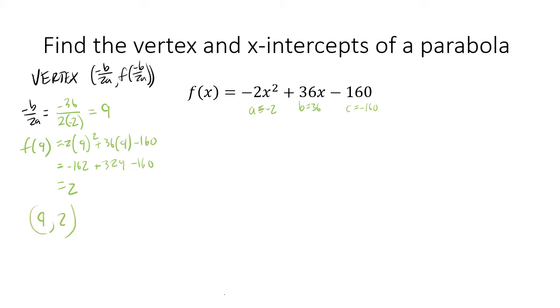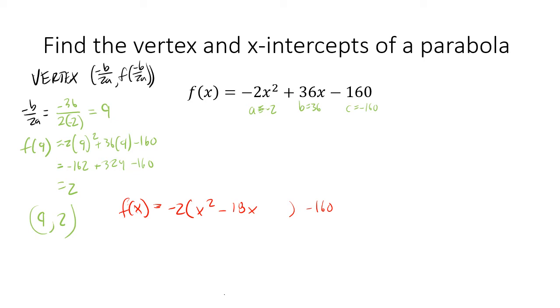The other method, of course, would be to complete the square. So we can also do it like this. f of x, sorry, is equal to -2, and I'm factoring -2 out of this stuff. So x squared minus 36 divided by 2 is 18x, leave some space, and then -160 out here.